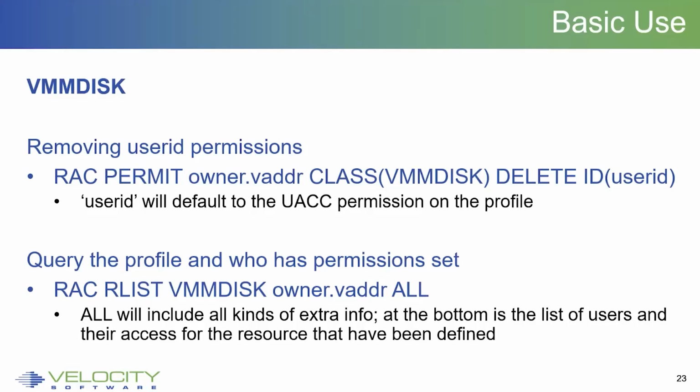Now you can also query the profile and see who has permissions and what their permissions are using the RACF RLIST VMMDISK, a specific owner and virtual address, a mini disk resource, and then the parameter ALL. ALL includes a lot of extra information, but at the bottom of all of it is the list of user IDs and their access that is set for that resource.